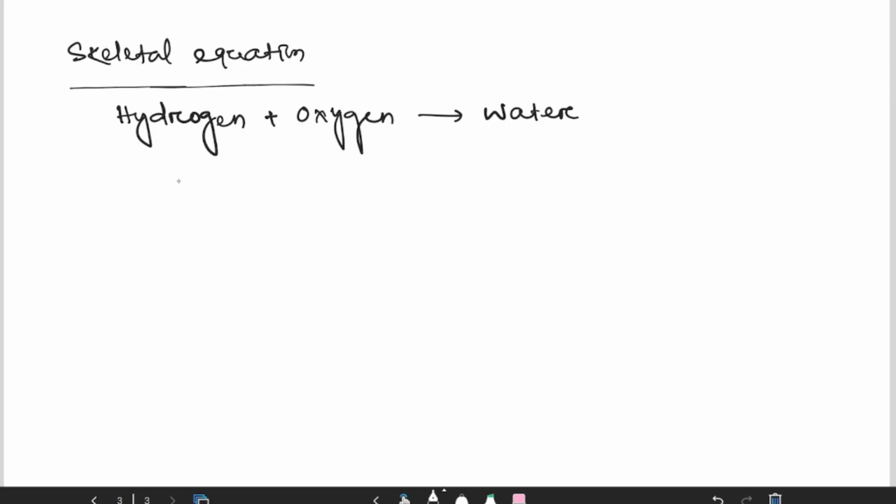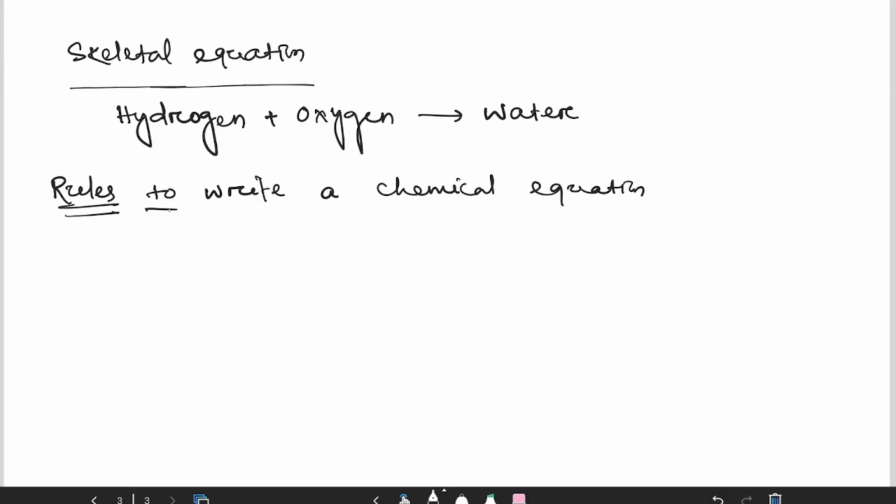Now you have to remember some rules to write a chemical equation. This is very important, because most of the students make mistakes in this. So whenever you are writing a chemical equation, use only molecular formula.